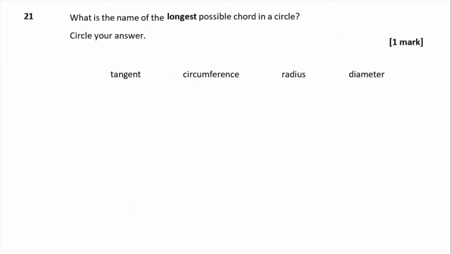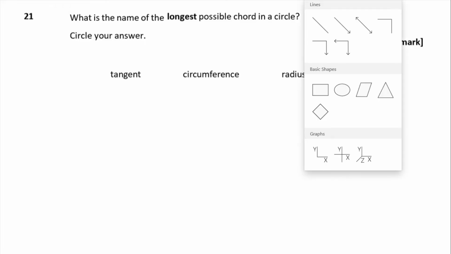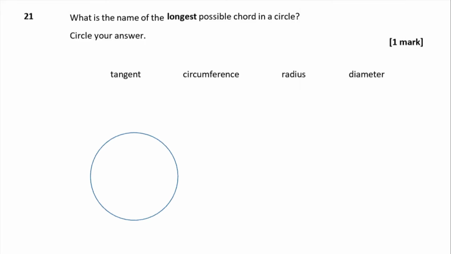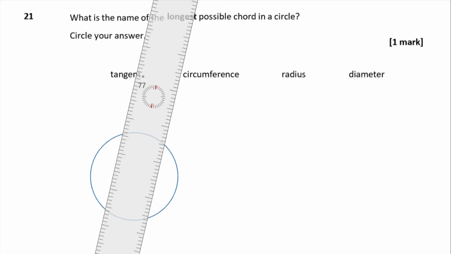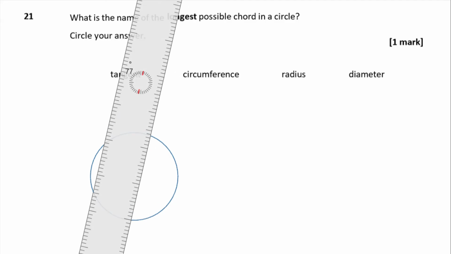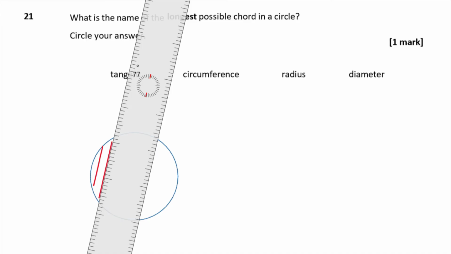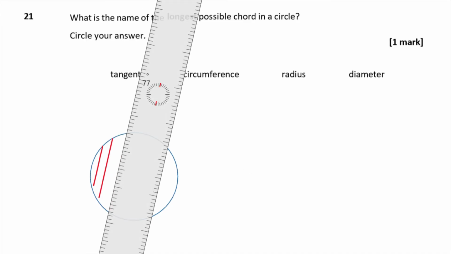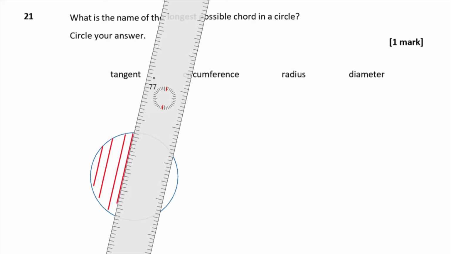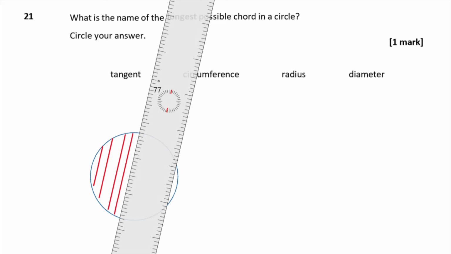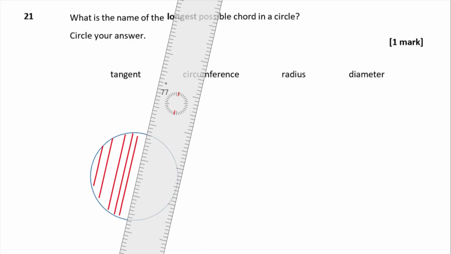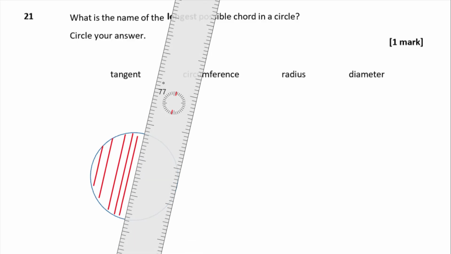Question 1. What is the name of the longest possible chord in a circle? It's an interesting question. Okay, so if I draw a circle and then think about chords that I can draw. Now if I draw a chord close to here, it's small. And if I move slightly, it gets longer. If I move slightly, it gets longer, and so on. But there comes a point where I get to the longest I can draw, which is here, isn't it?